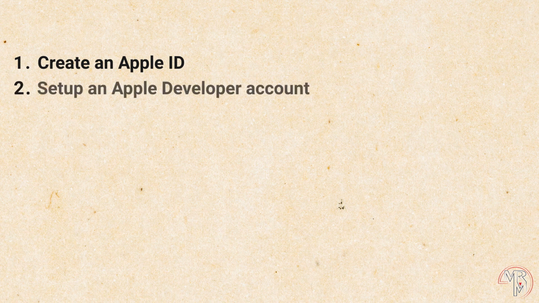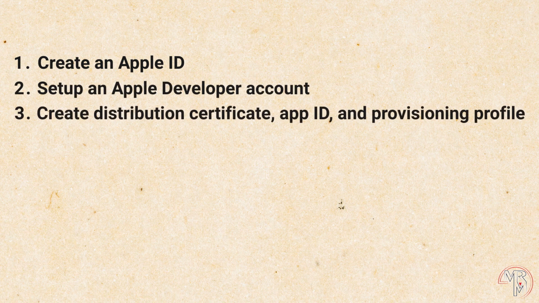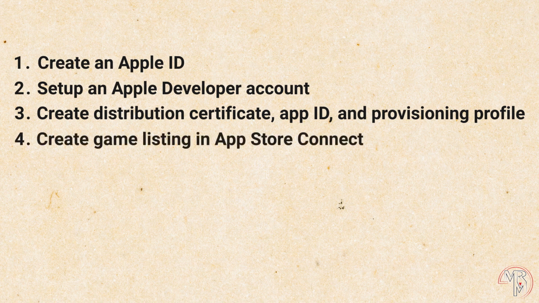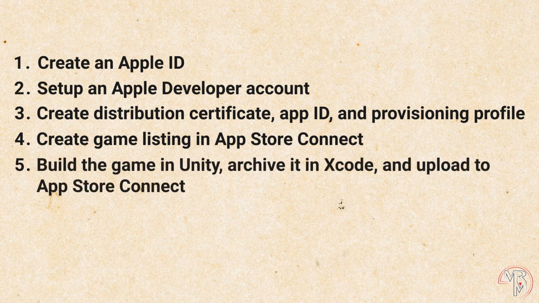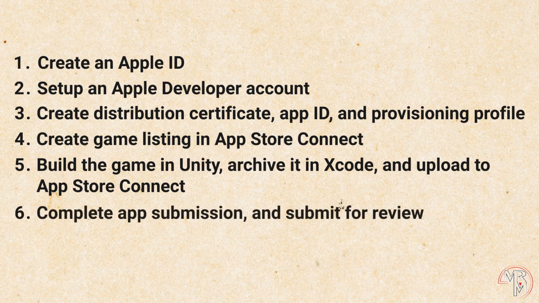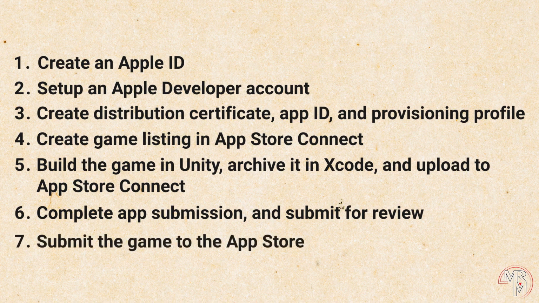Alright, so here's the process of publishing a Unity mobile game to Apple's App Store. To publish our game, we will have to do the following. Number 1. Create an Apple ID. Number 2. Set up an Apple developer account. Number 3. Create distribution certificate, app ID, and provisioning profile. Number 4. Create a game listing in App Store Connect. Number 5. Build a game in Unity, archive it in Xcode, and upload to App Store Connect. Number 6. Complete app submission and submit for review. And number 7. Submit the game to the App Store.